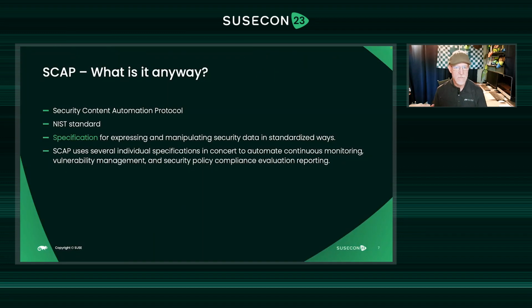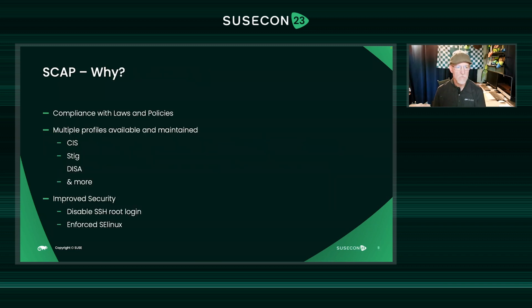SCAP, on the other hand, so what is it? SCAP is the Security Content Automation Protocol. It's a NIST standard. It's a specification for expressing and manipulating security data in a standardized way. It uses several individual specifications in concert with automation to continuously monitor vulnerability management, security policy compliance and evaluation, and reporting so you know exactly how things are looking in your environment.